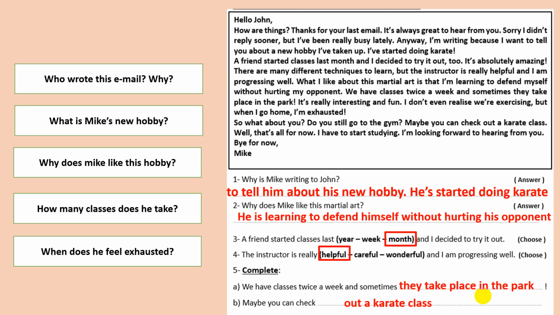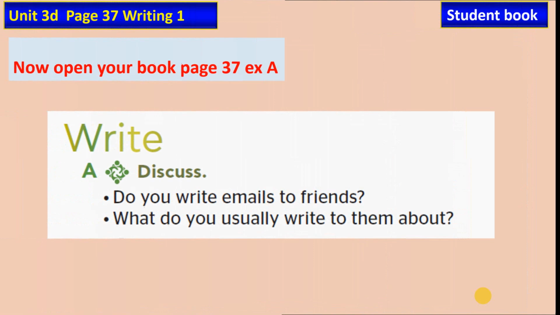Okay? Then, just to practice more, you have: who wrote this email and why? What is making him happy? Why does he like it? How many classes does he take? When does he feel exhausted? Again, after you finish this one, move on to the second part. You can underline the answer. Okay, move on to the second part.